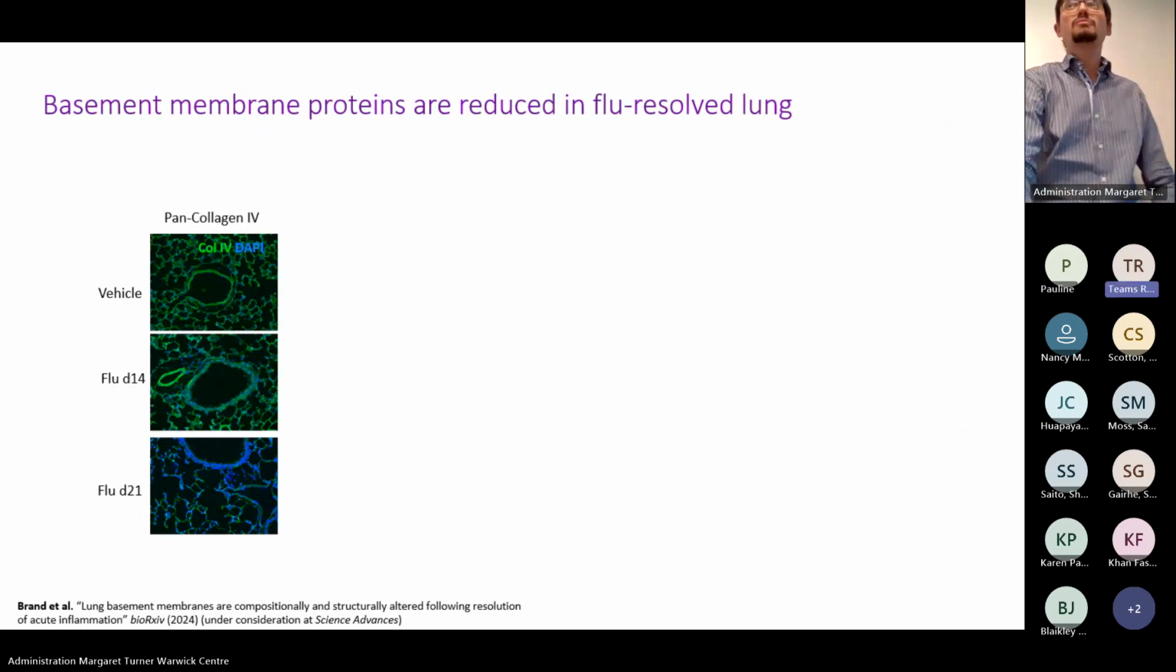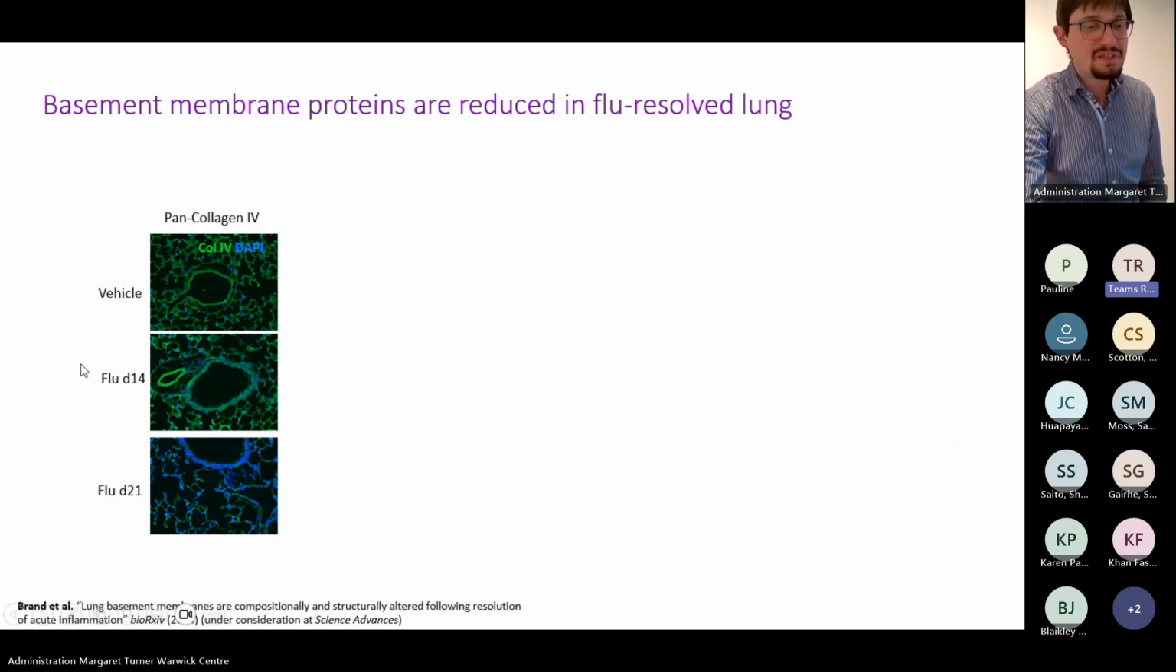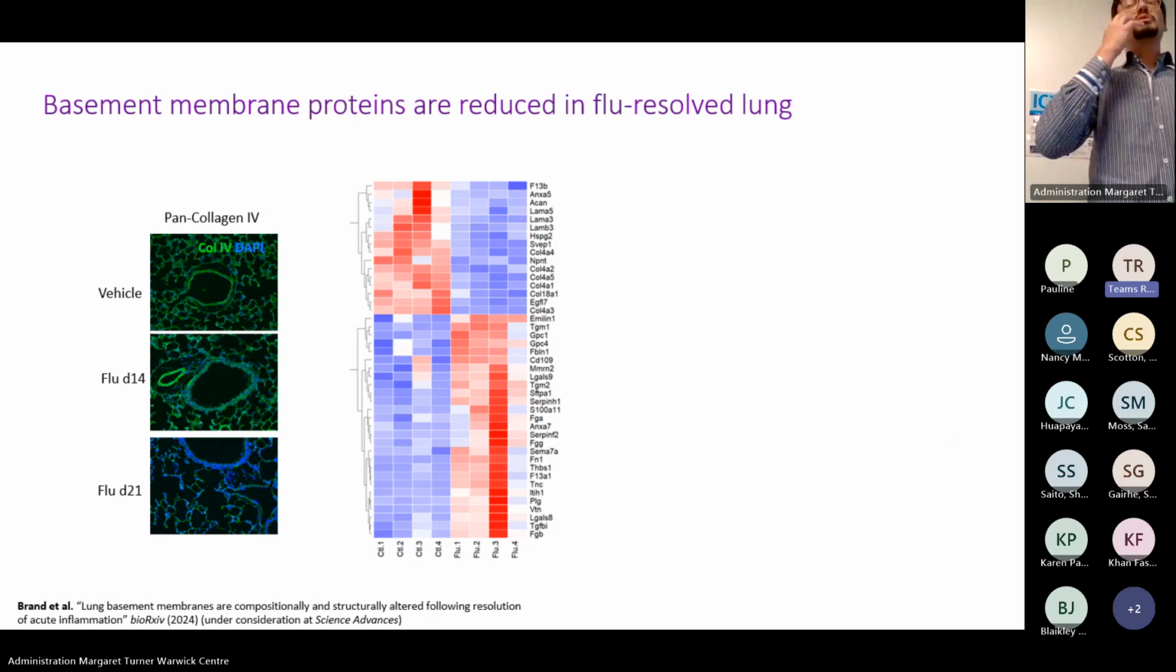And so just focusing on the basement membrane right now, what we found was that if you look histologically, 14 days after flu infection, once the mouse has recovered, you still see that the basement membrane is quite patchy, especially around the alveoli. You see some quite big spaces there. And there seems to be quite a lot of macrophages gathering at the interface between the airways and the basement membrane. And that remains at day 21. So you don't seem to be getting much repair, despite these mice being asymptomatic and having fully recovered even 21 days after an infection. And that mirrors what we see in the proteomics.